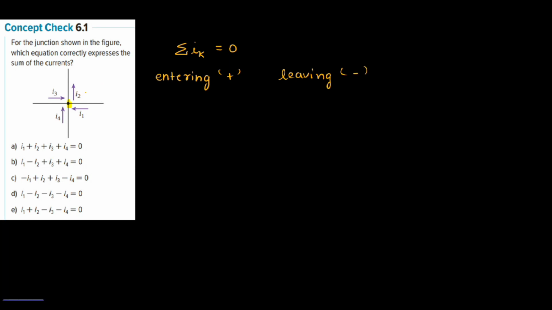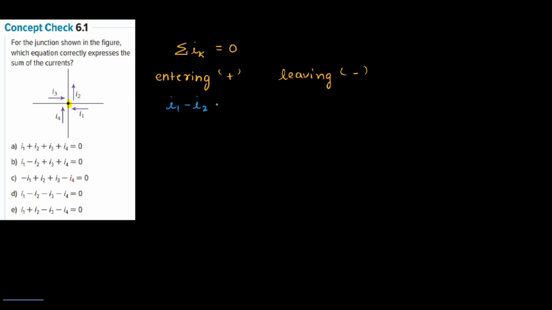So let's apply Kirchhoff's junction rule at this junction here. Any current that is entering, I will take positive. The ones which are leaving, I will take negative. So let's start with I1. I1 is entering the junction, so I will write positive I1. I2 is leaving the junction, so I will write it as negative.